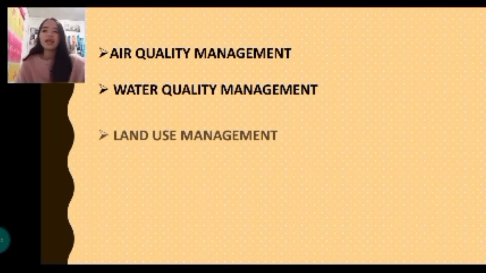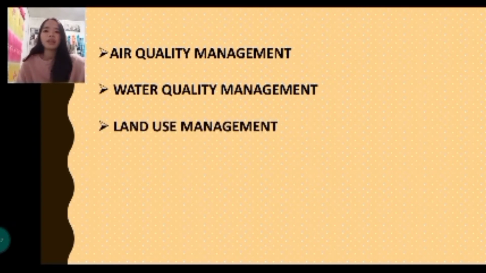Next is land use management. This one is to support or promote the careful use and protection of land resources in order to avoid a difference between the nation's needs and those resources, and to avoid misunderstanding between the two.